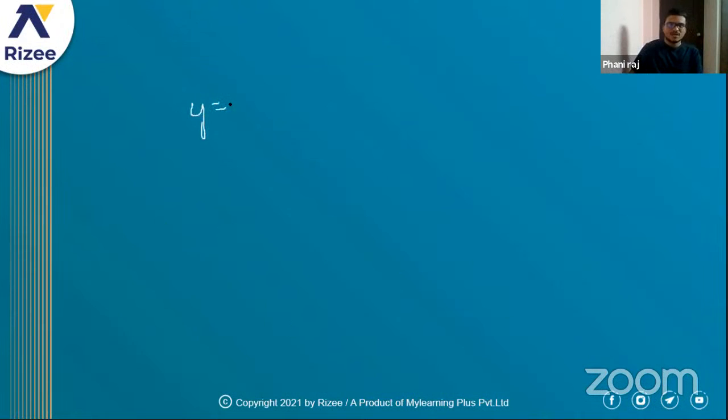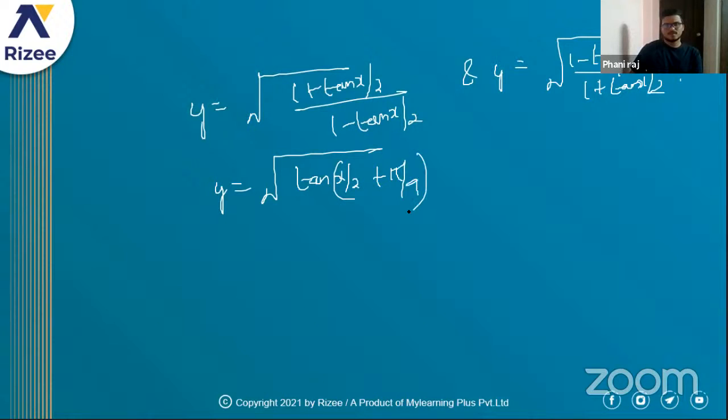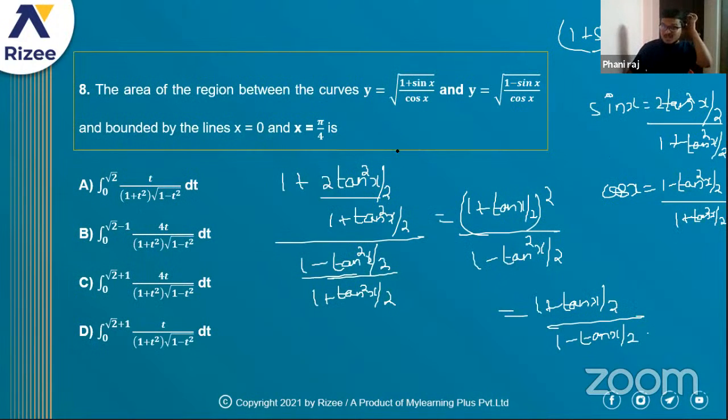So between the curves y equal to under root (1 plus tan x by 2) by (1 minus tan x by 2), and the reciprocal, y equal to under root (1 minus tan x by 2) by (1 plus tan x by 2). See, this is also very simple. This is y equal to under root tan of (x by 2 plus pi by 4). This is y equal to under root tan of (x by 2 minus pi by 4). Between the lines x equal to 0 to x equal to pi by 4.